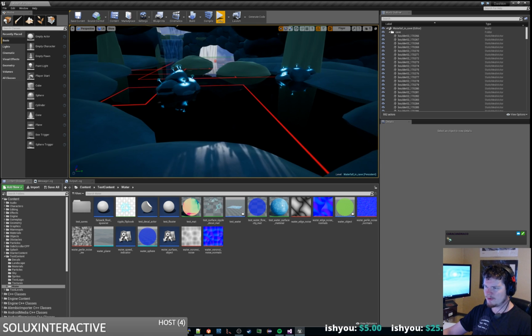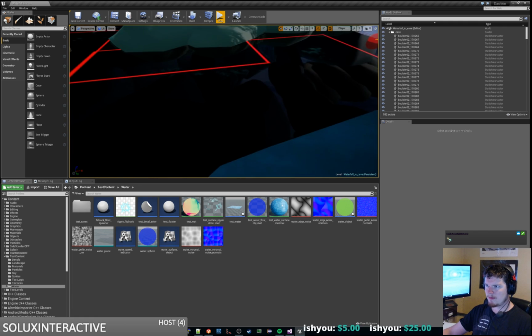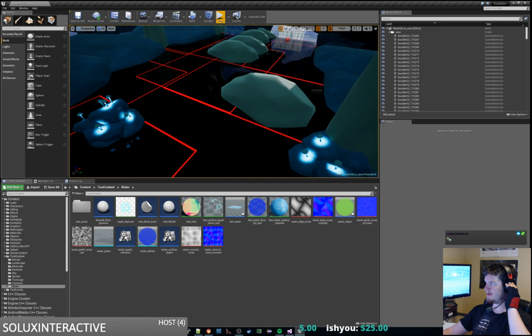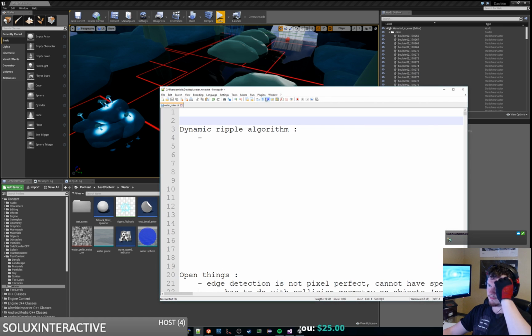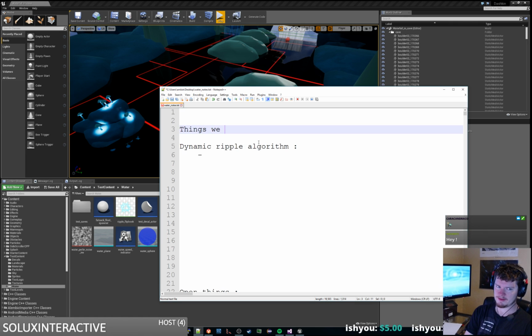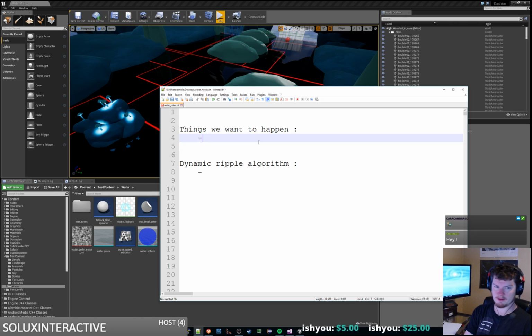Alright. So I need to figure out how I'm actually going to update these ripples that I've got on this water surface. Alright, how am I going to do this? This is another part of development. You gotta sit down and actually think about what you're doing, because I certainly do not know how to solve this problem. So how do we approach it? Write down what we want to happen, and then we'll figure out how we can get there.